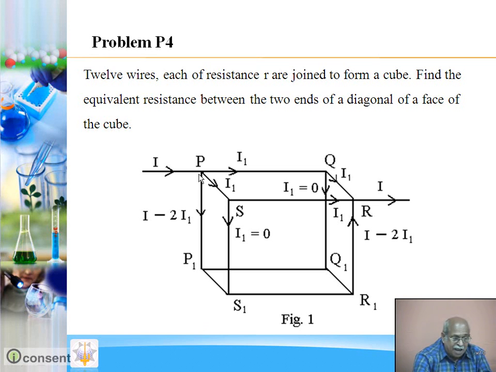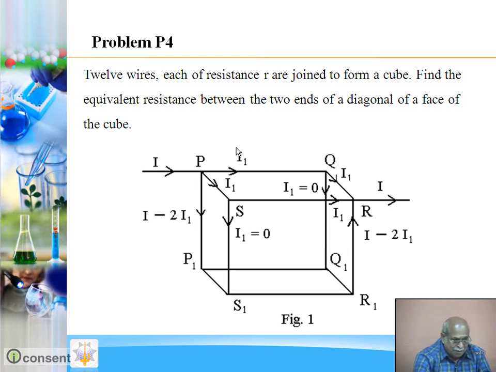I पैकी I1 इकडे गेला, आणखी एक I1 इकडे गेला, उरलेला करंट I minus 2I1 हा P कडून P1 कडे आलेला आहे. Now look at the other end. Whatever current enters at P, same current leaves from R. So current that leaves the corner I is I. Because of symmetry, current in QR and SR must be equal. Again I1. And current in R1 to R must be I minus 2I1.